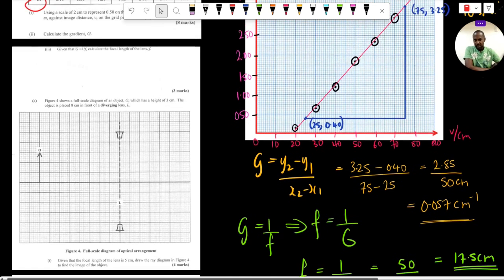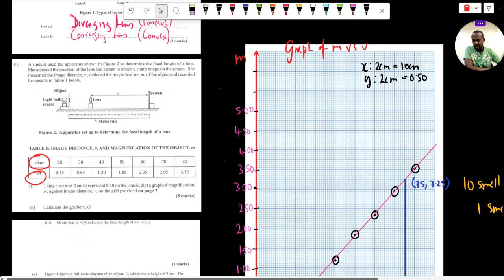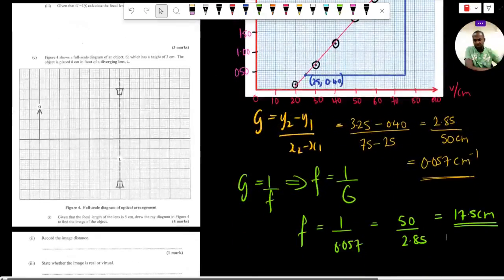So that should have been an easy 11 marks. 8 marks are for plotting the graph, and probably about 3 or 4 for finding the gradient. All right, so that's that part of the question there. Now let's move on to the next part of the question.